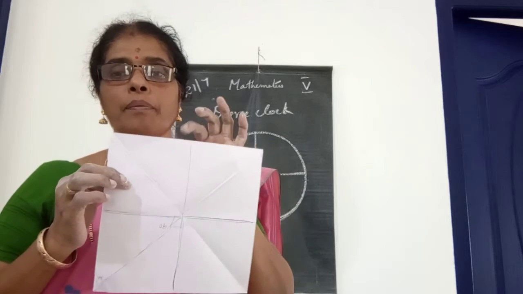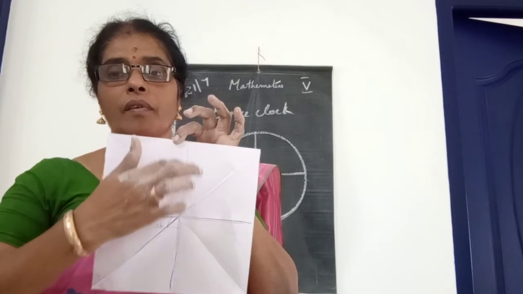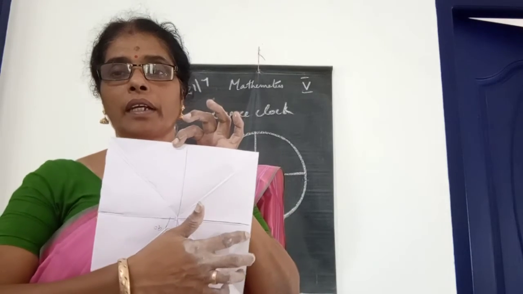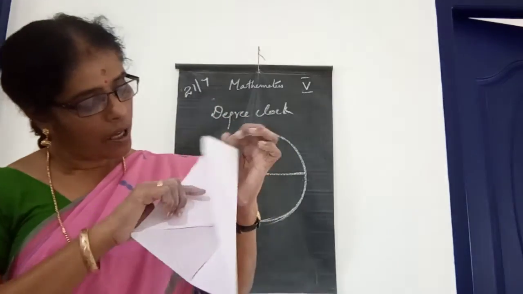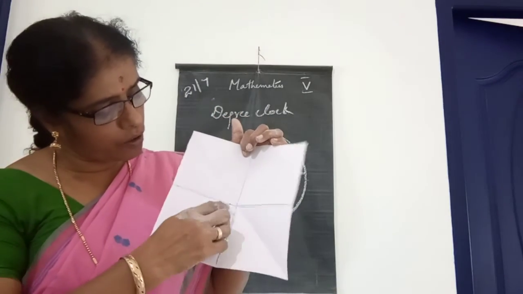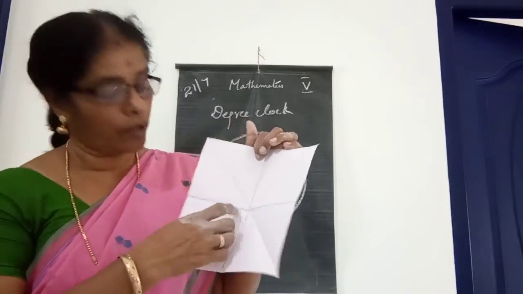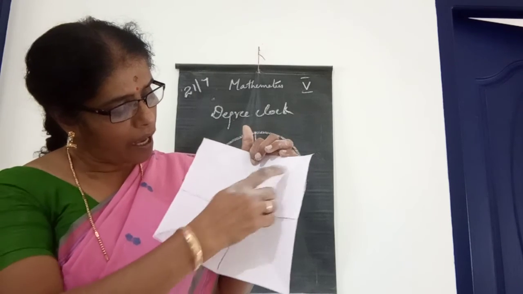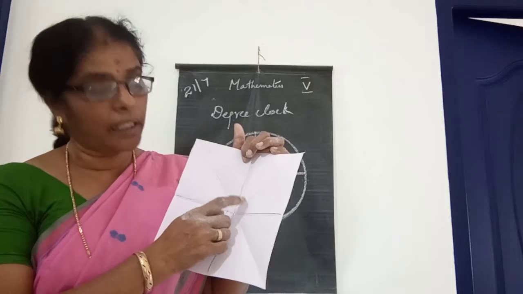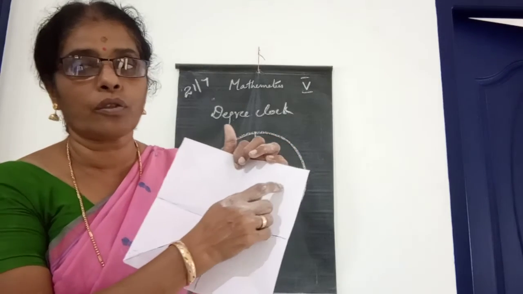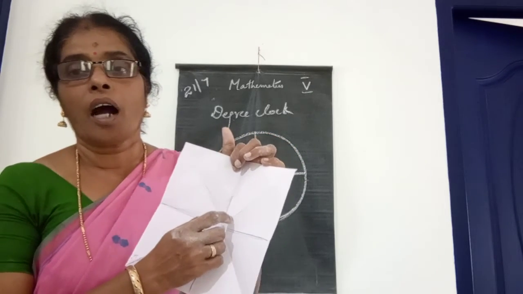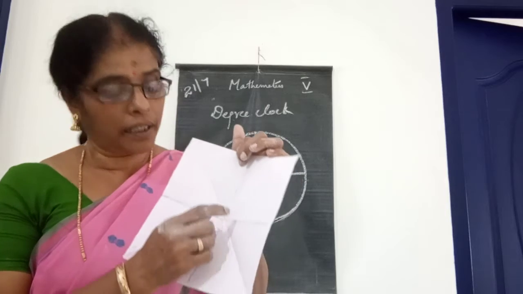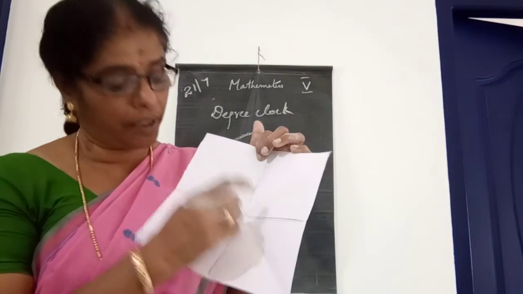And if you open this paper, you can see in the middle one line, again here one line, and in between that also you will get one line. Then you can get it here. This one is the 90 degree, and here in this 90 degree in between one line is also going, that is 45 degree. Half of 90 means that is 45 degree.